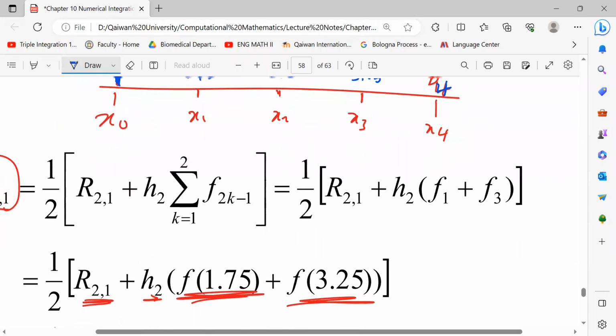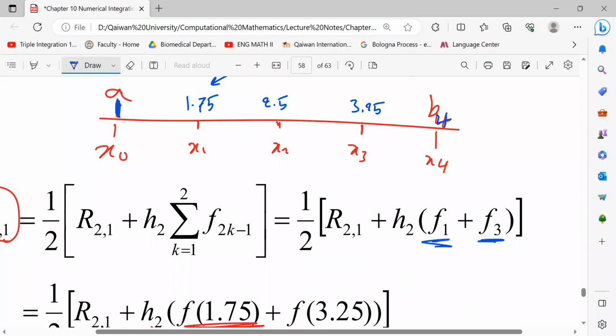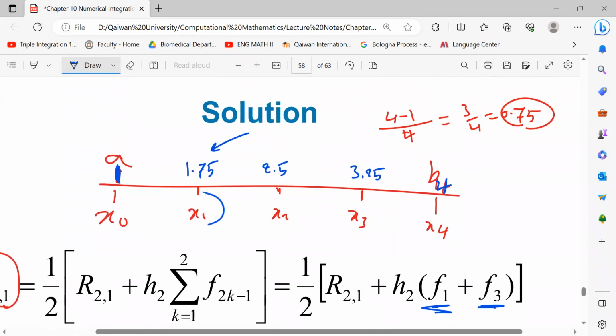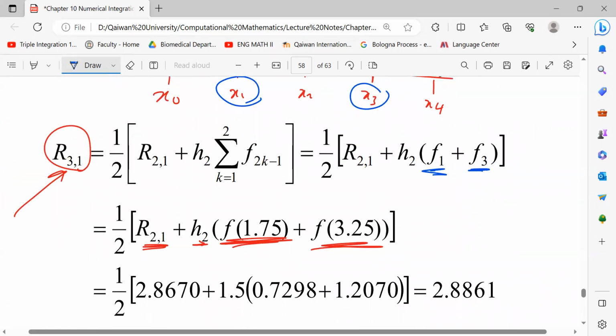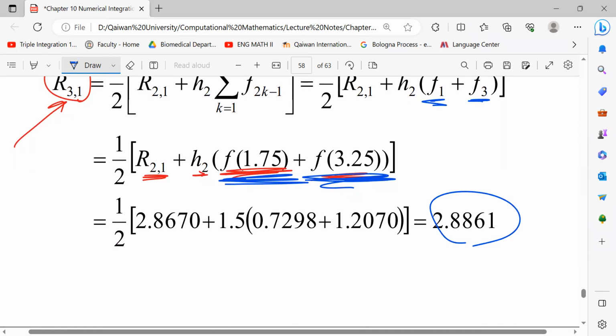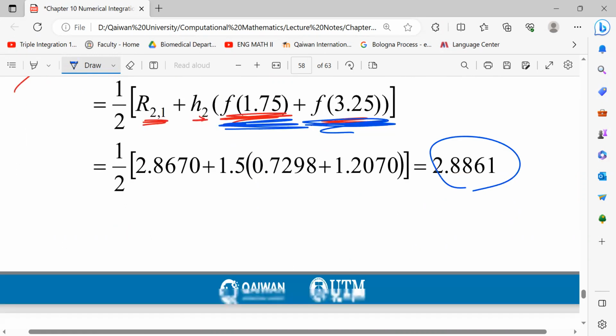Then we find these values, F1 and F3, which are F of x1 and F of x3. These are the new x values, not the previous ones. And then we get a half R21 plus H2 times F1 plus F3. That's it. This is the final answer, and this is R31.